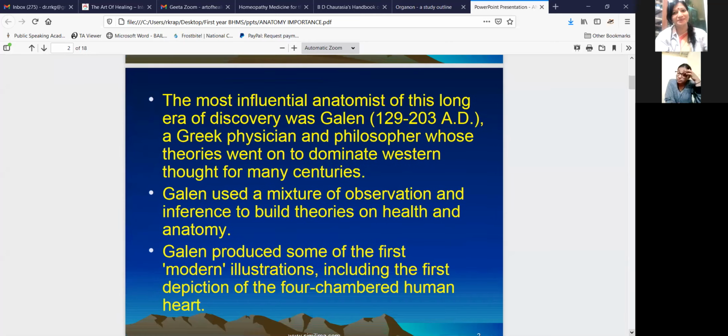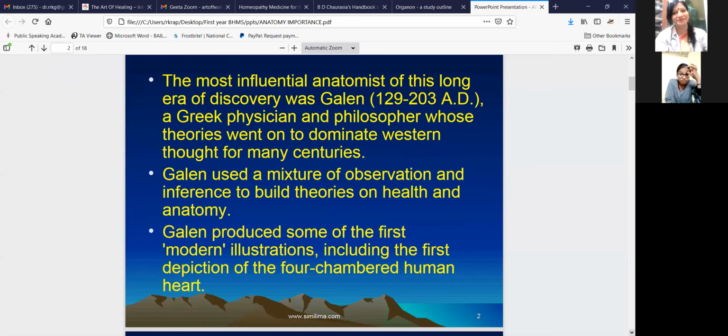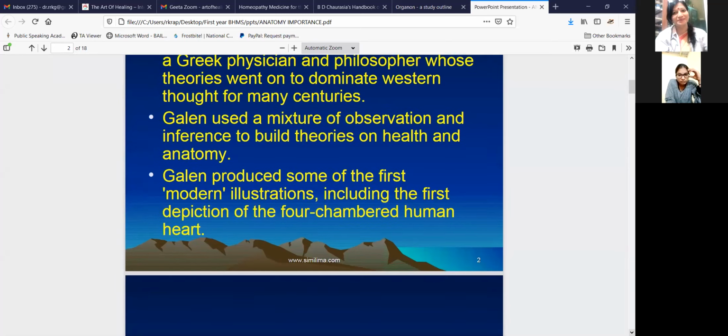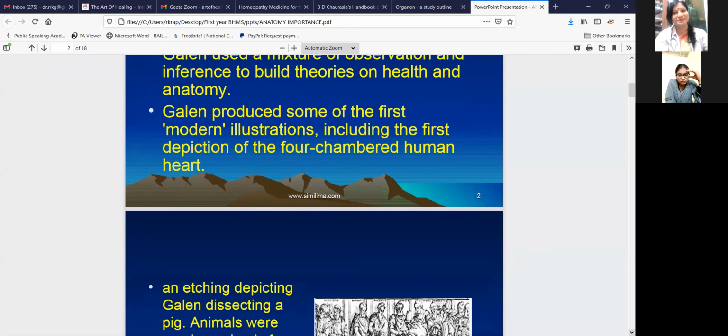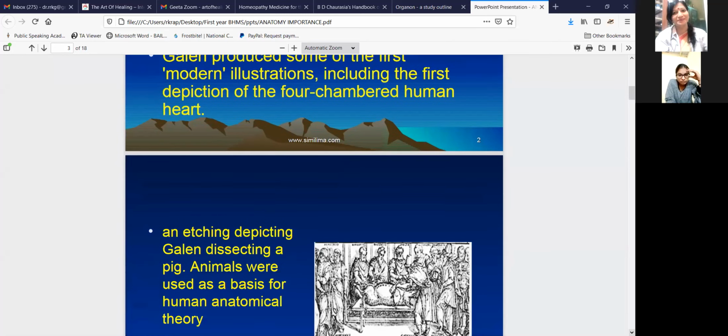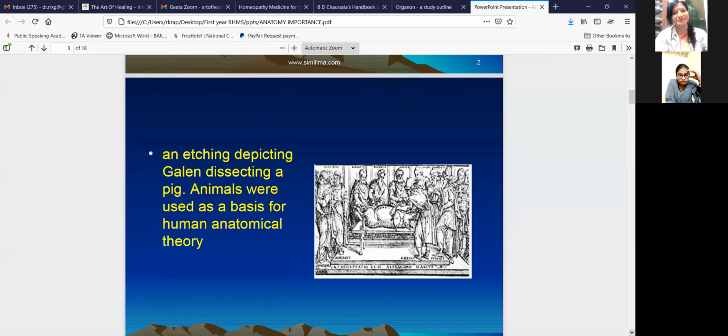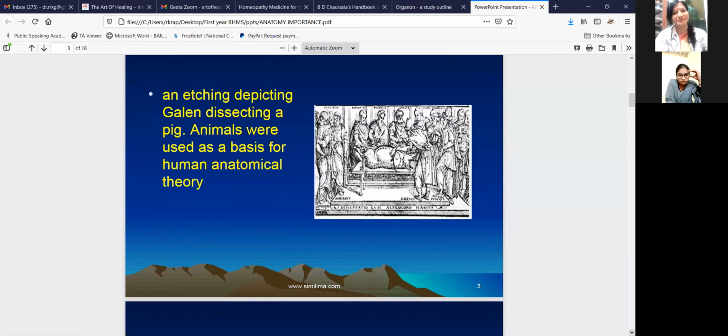He built theories on health and anatomy, based on observation and inference. He also made some diagrams. He also introduced the first depiction of the four-chambered human heart. Otherwise, nobody knew that the heart has four chambers. But somehow he illustrated this four-chambered human heart. This is one diagram which you see.